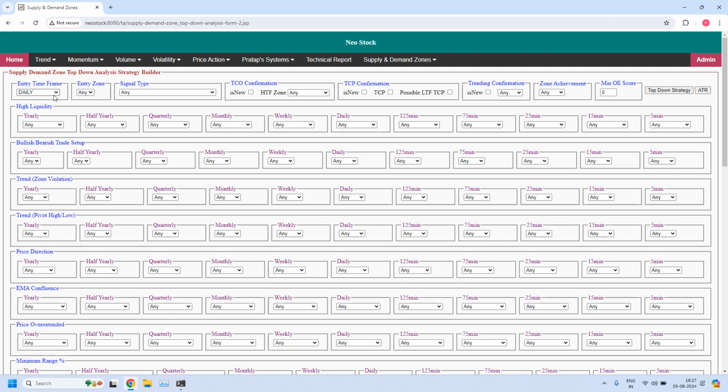trade. For monthly income trade, entry time frame is daily. For bullish trade setup, entry zone is demand zone. And also in bullish or bearish trade setup, entry time frame daily. I am selecting the value bullish. And also the three filters.